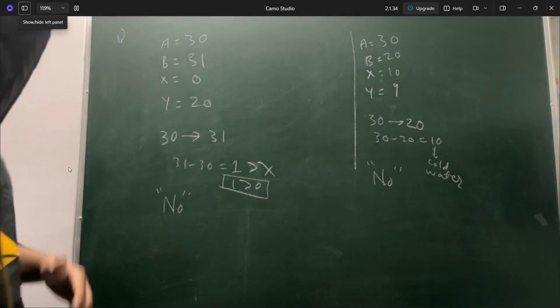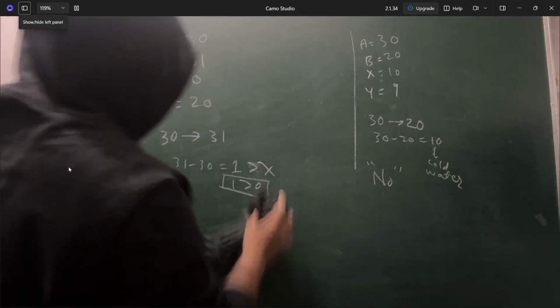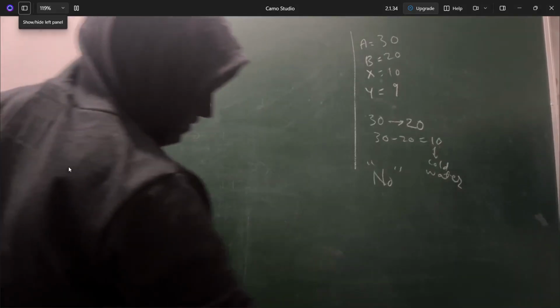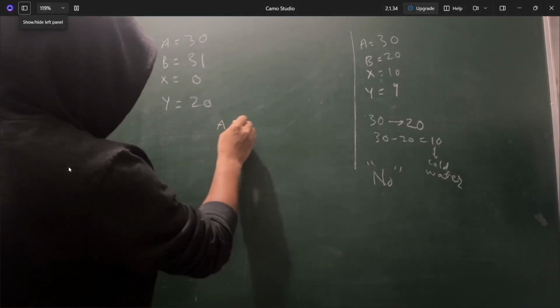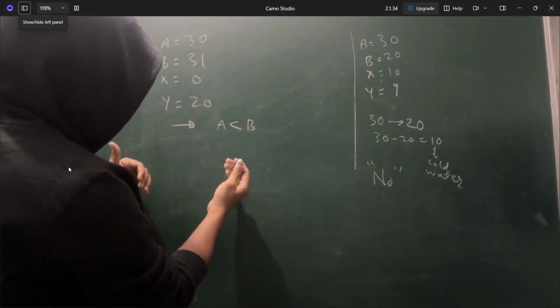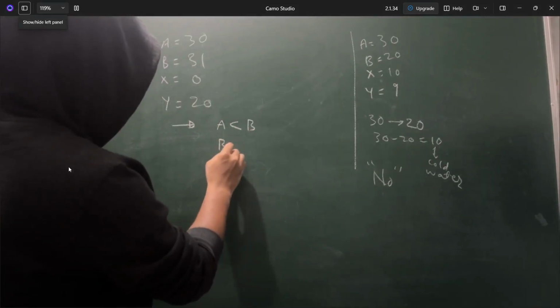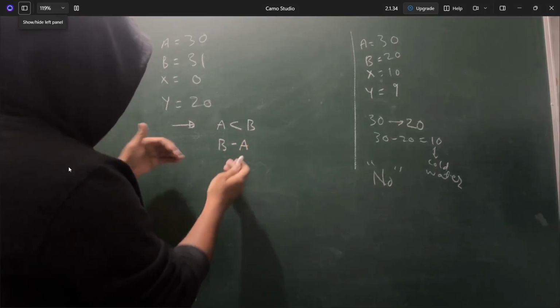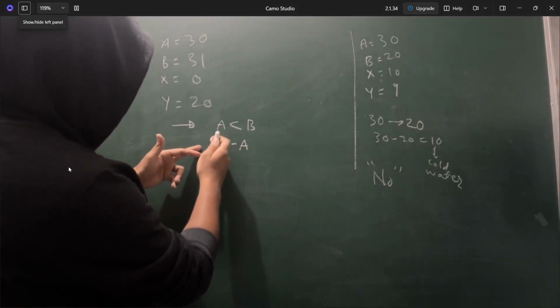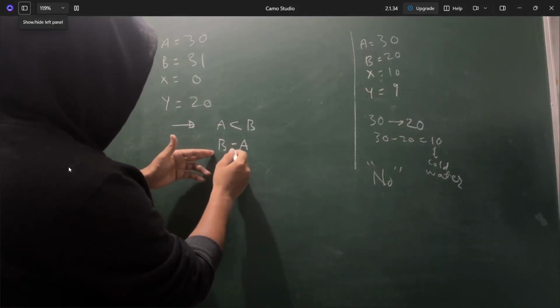So how are we going to solve this? There are some conditions. We'll have to check if A is less than B. This is one condition. If A is less than B, in that case, we'll have to use hot water, right? Because you are increasing temperature. How much hot water do you need? Since we are increasing the temperature, you need B minus A liters of hot water.